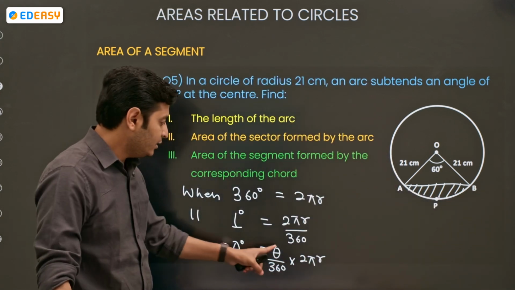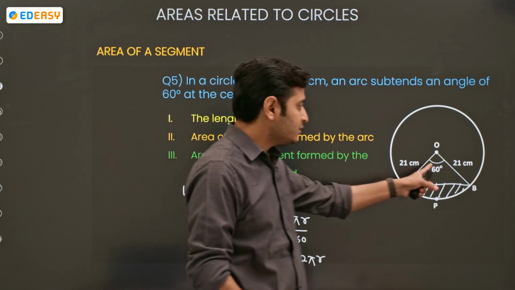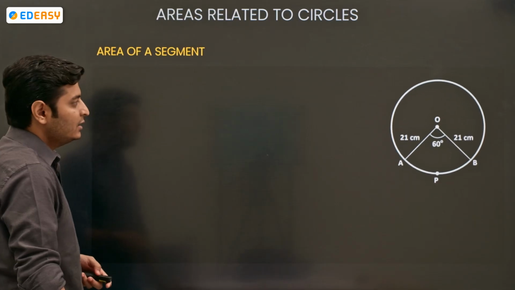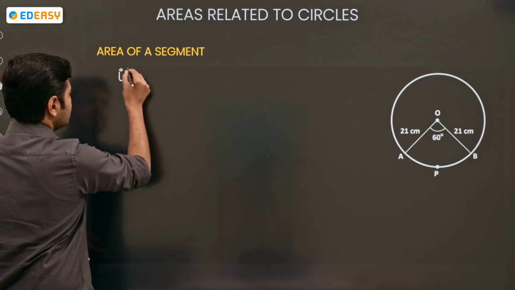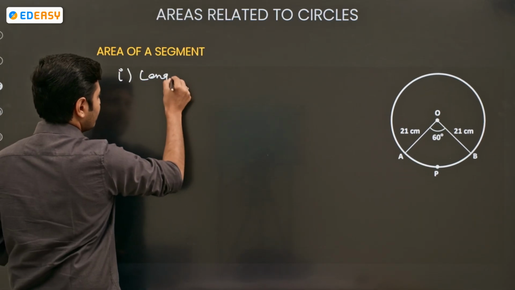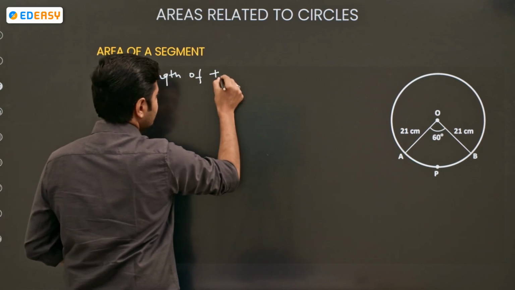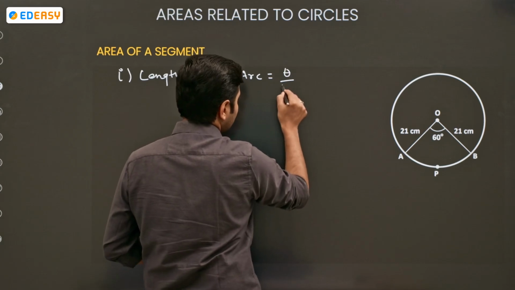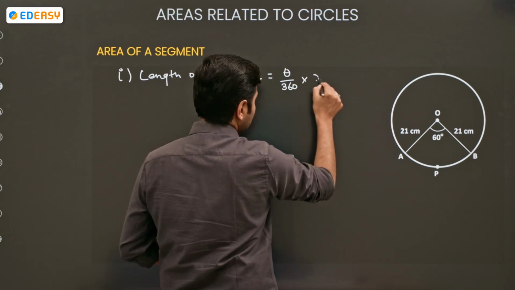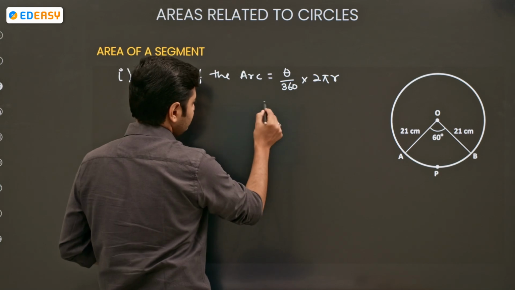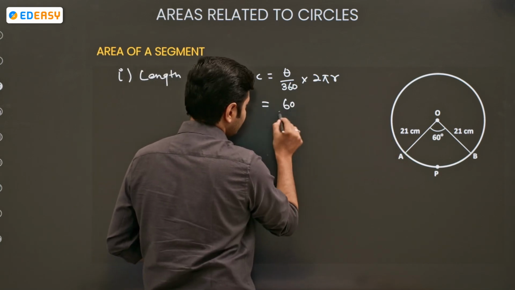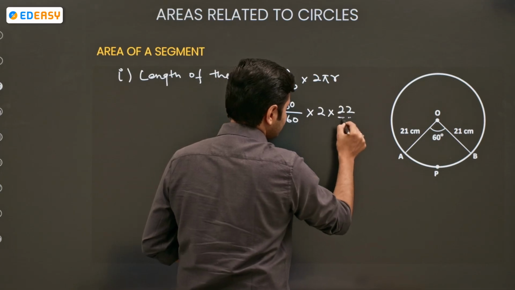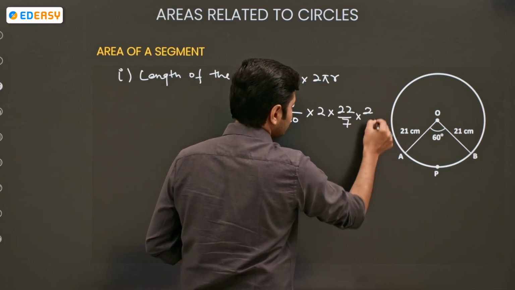Okay. Now we need theta and r. Are we having them? Yes, theta is 60, r is 21. So let's find the length of the arc. Length of the arc is equal to theta by 360 into 2 pi r. Theta value is 60 degrees by 360 into 2 into 22 by 7 into r value is 21.